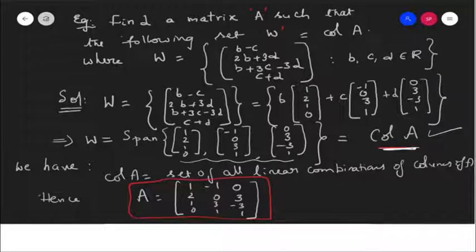Then what is our definition of column A? If A is a matrix, then column A is nothing but the linear span of the column vectors of the matrix A. So A will have these three as columns, so that column A will be the span of this set. Column A is the set of all linear combinations of columns of A. Therefore, if I take A as a matrix with these three columns, first column is the first vector, second column is the second vector, third column is the third vector, then W will be equal to column A.